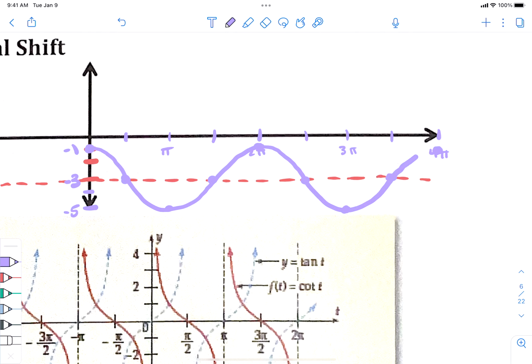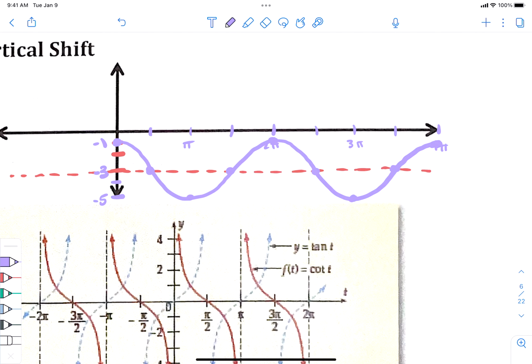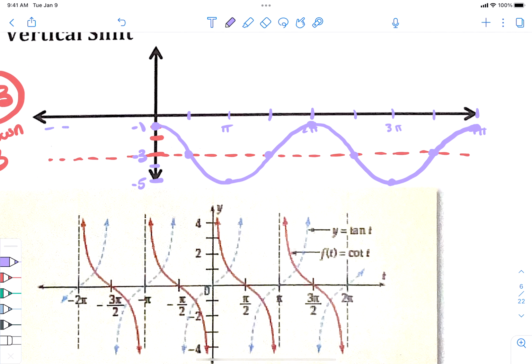Wait, why do I have 2 dots in one place? Okay, so that's what it will look like. It bounces in between -1 and -5. If it helps you, make a dotted line here that goes all the way across at -1 and -5.